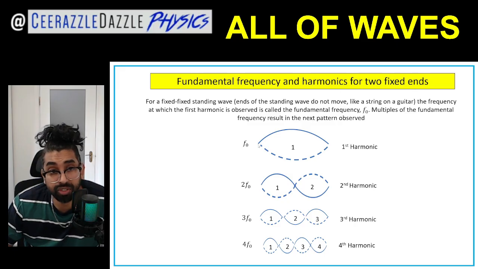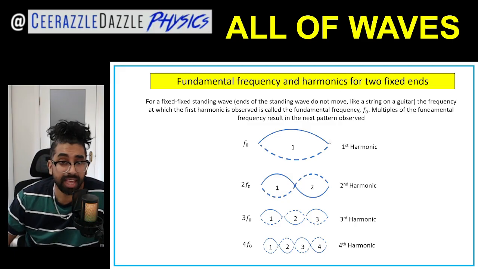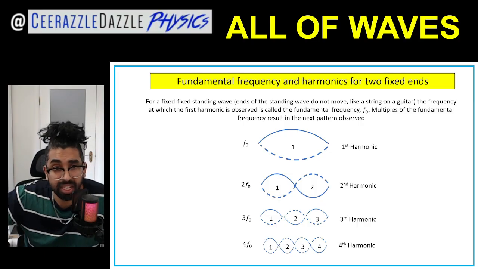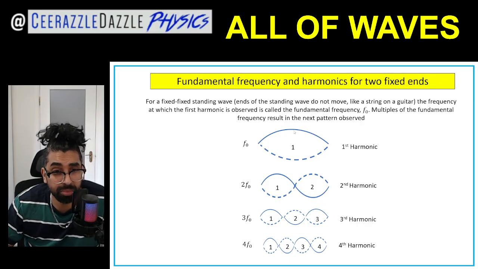Fundamental frequency and harmonics for two fixed ends. Let's say we have a string attached on both sides, and we set up a standing wave. We flick it, and obviously it goes from the top to the middle to the bottom to the middle to the top again. F0, we're going to call it the fundamental frequency, and it's called the first harmonic here. Basically one loop. If I were to double this frequency, we'd end up with two loops.